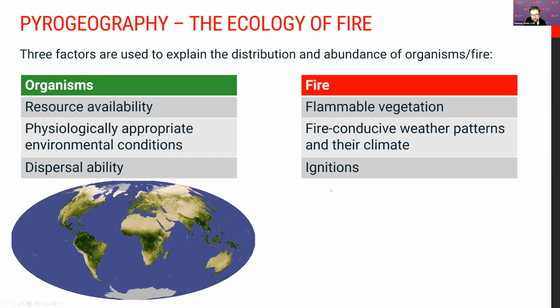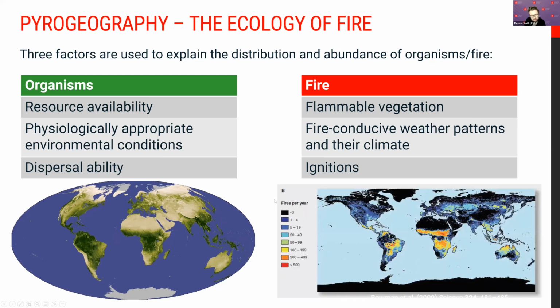It's pretty much the only source of ignition in the natural world, alongside volcanoes, but that's very rare and quite specific to certain regions. But now humans make up 90 to 95% of all ignitions. So again, got to consider the fact that fire-conducive weather patterns are influenced by climate change, but both the flammable vegetation and ignitions are heavily controlled by human activity in terms of land management practices on the ground.